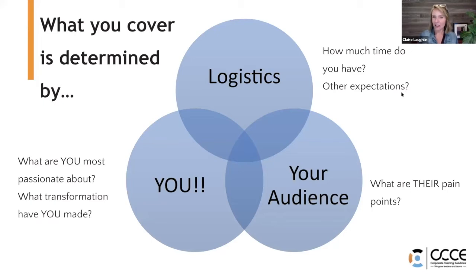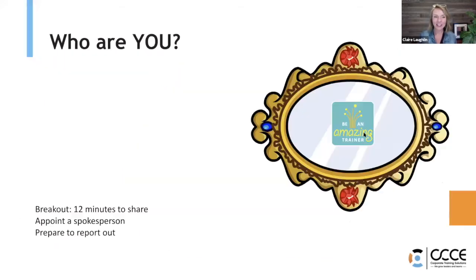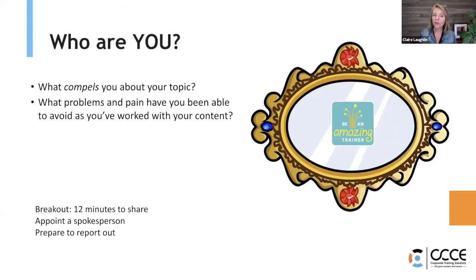Okay. So let's keep going. And let's roll with this. So we're going to combine these three things. What are you most passionate about? Then we're going to look at your audience and logistics. And we're going to combine all those. But let us start with you. So in this little break, we're going to talk about specifically, again, you're thinking about one topic here today. What compels you about your topic? Why are you teaching it? What is your why? What problems and pain have you been able to avoid as you've worked with your content?